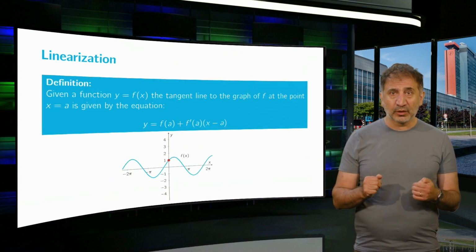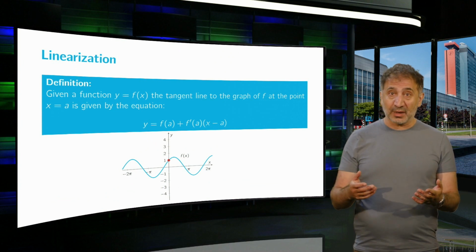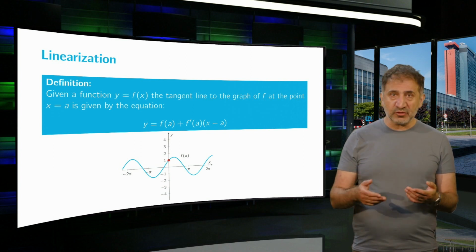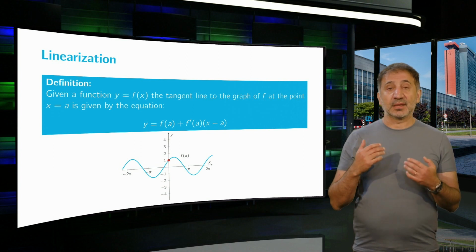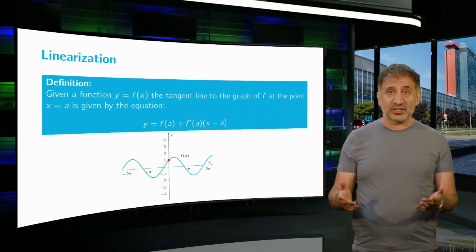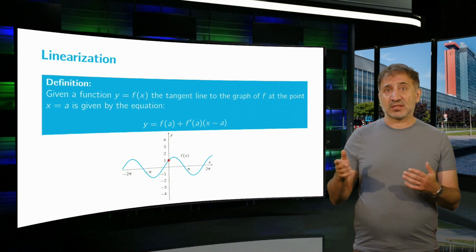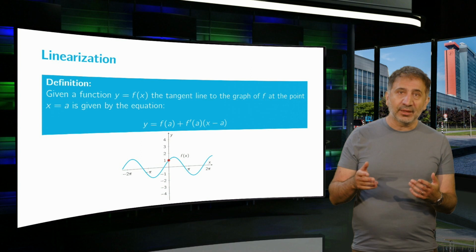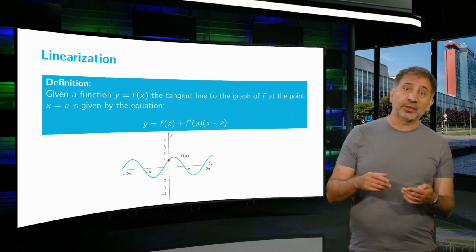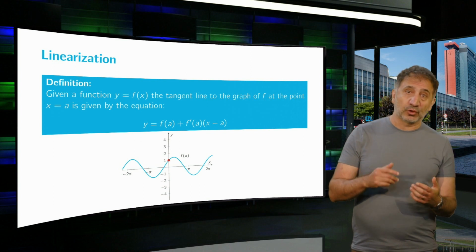In the previous video, you have seen how to find the formula of the tangent line to the graph of a function at a point on the graph. In this video, we will look at the linearization, which is an alternative way of looking at the tangent line. If y is f of x, a function, then we have seen that the tangent line to the graph of f of x at the point with coordinates a, f of a is given by the formula on the screen.